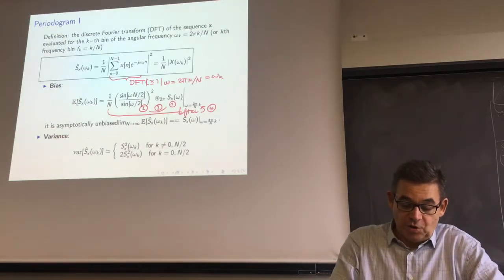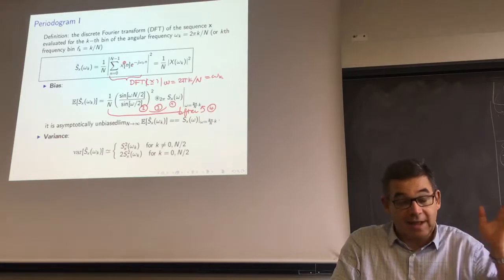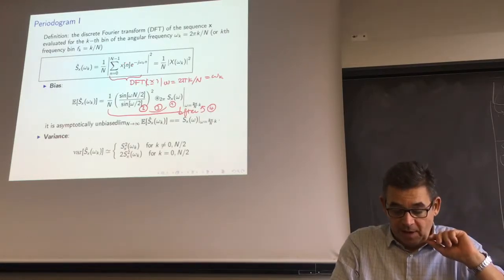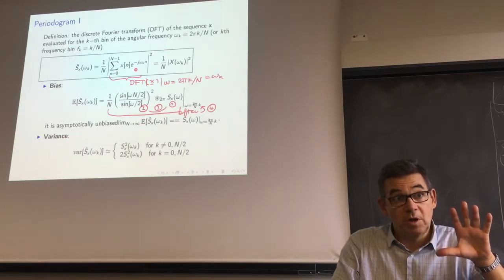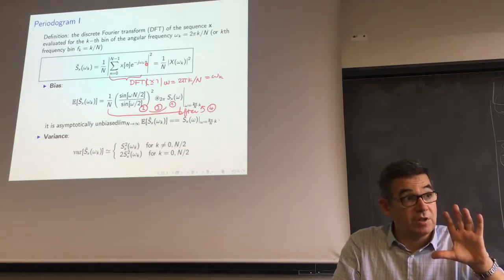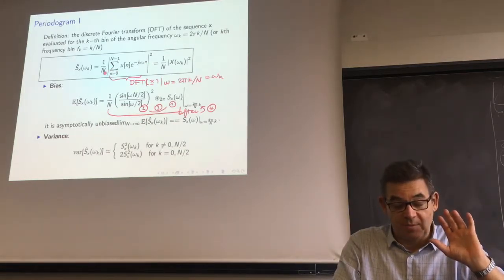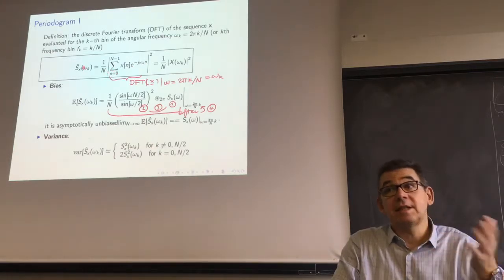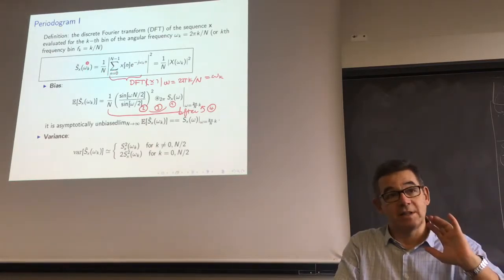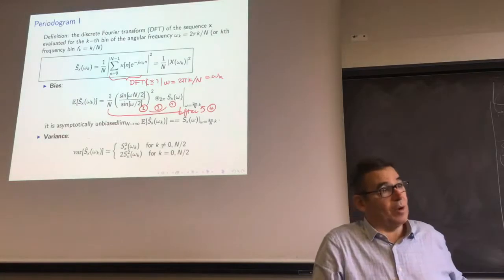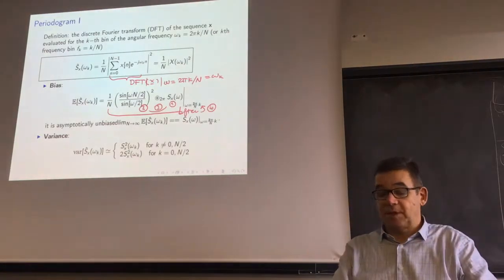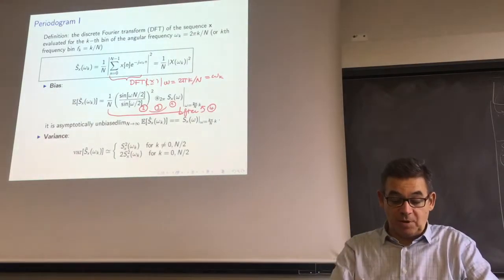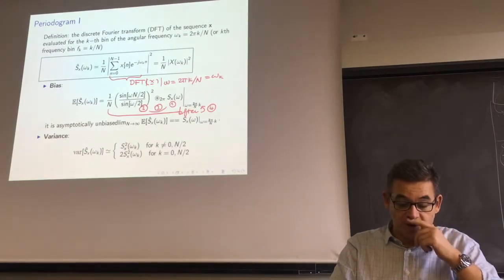So I take the set of data, the samples, and then I calculate a discrete Fourier transform. I square the discrete Fourier transform and divide by the number of samples. This is an estimator of the power spectral density. It's non-parametric because I'm not assuming any a priori model on the power spectral density, how it is shaped and what its behavior is.